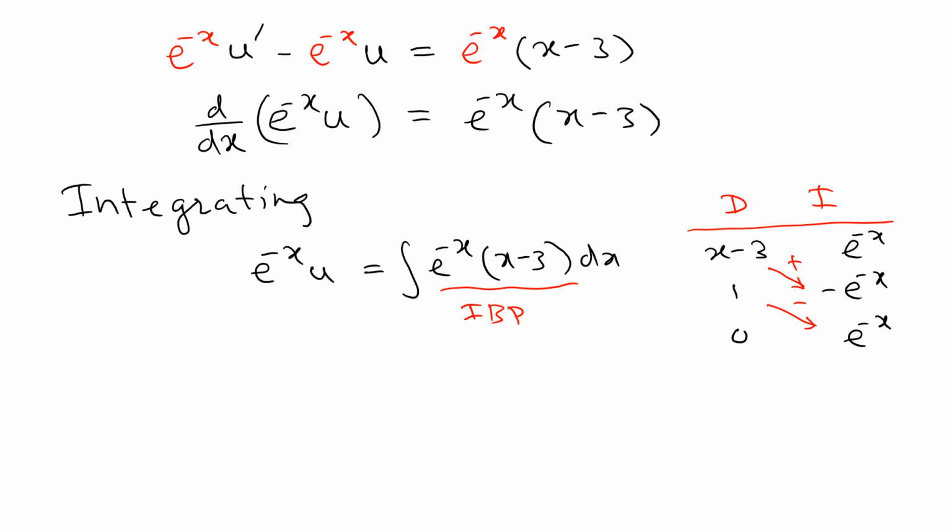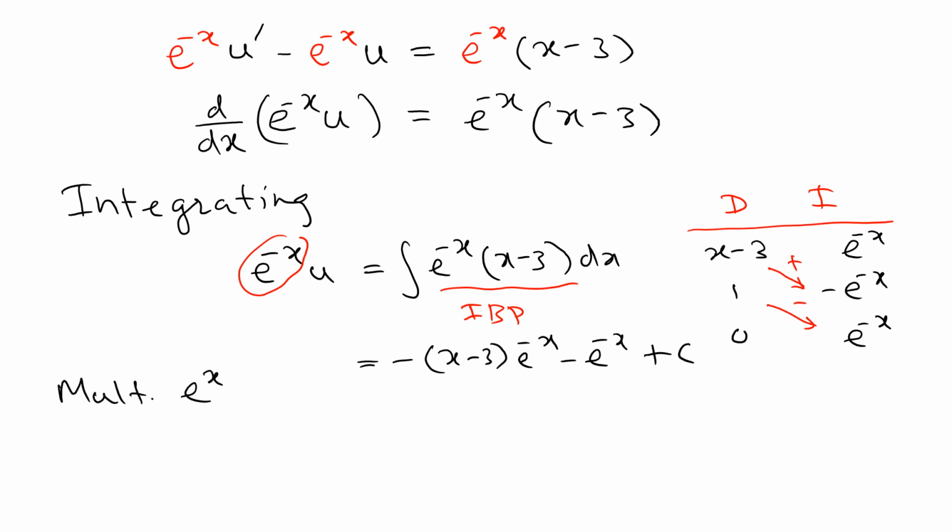So that means your answer is the first diagonal product, which is negative. You can see e to the x minus 3, e to the negative x, that's the first term. The second term is again negative e to the negative x, and we add a c here. And then we need to isolate the u term, so you can multiply by e to the x. When you do that, you get u on this side, and you can see the e to the negative x term gets cancelled out.